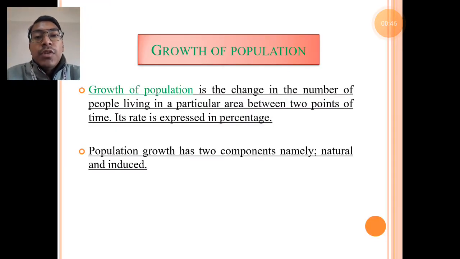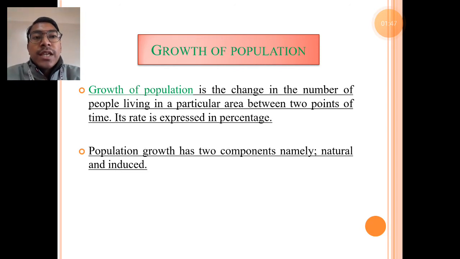See, what do we mean by growth of population actually? Growth of population is the change in the number of people living in a particular area between two points of time, and it is expressed in terms of percentage. Suppose in the 2001 census the total population was 1021 million, and in 2011 the total population is 1210 million. If we subtract the population of 2001 from that of 2011, the number of people which has increased is the growth of population.